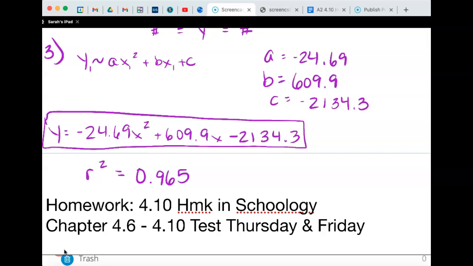And this lesson was writing quadratic equations, right? Yes. Okay.